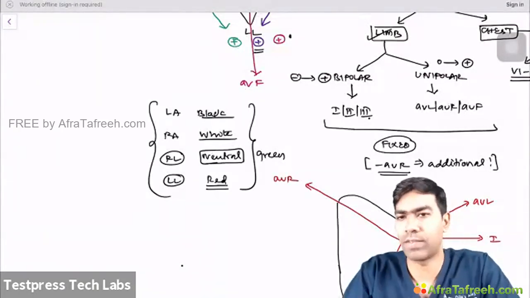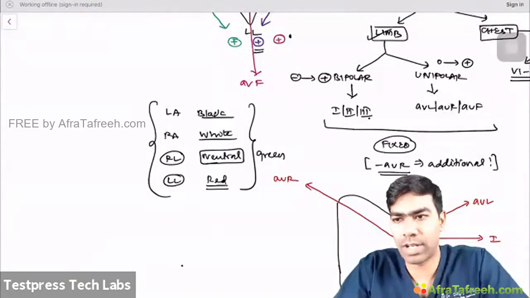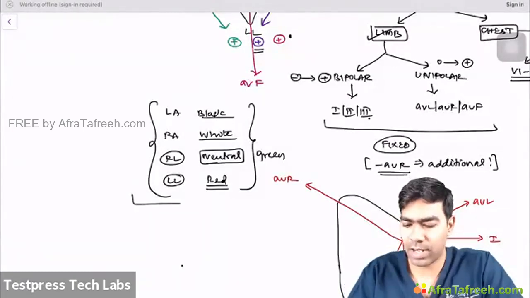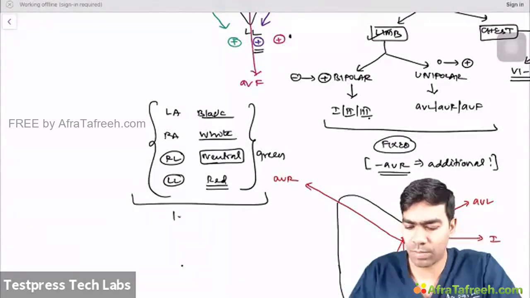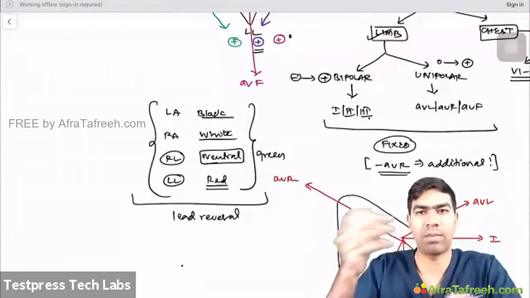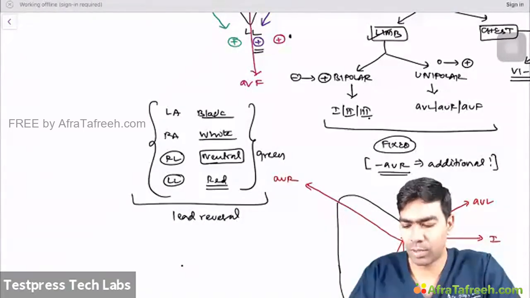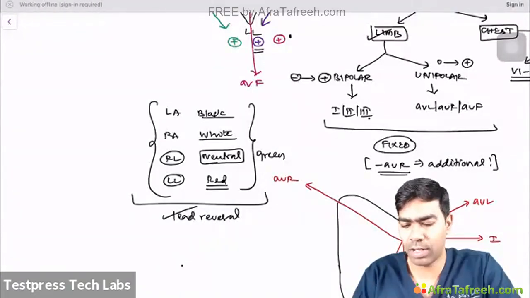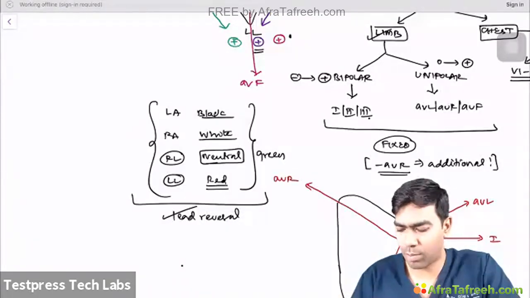And with the current kind of questions that you're getting in the exam, this could be a very important question, because many times the staff nurses do something called a lead reversal, which means they misplace the left arm and the right arm, and so much confusion happens. So to know this lead reversal properly in exams, they might give these kind of questions where you need to know the color coding properly.